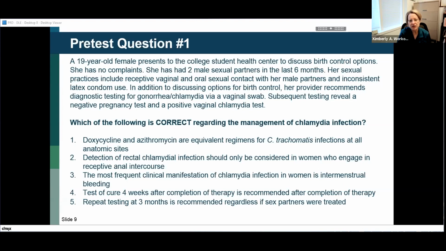So which of the following is correct regarding the management of her chlamydia infection? Doxycycline and azithromycin are equivalent regimens for her chlamydial infection. Detection of rectal chlamydial infection should only be considered in women who engage in receptive anal intercourse. The most frequent clinical manifestation of chlamydia in women is intermenstrual bleeding. Test of cure 4 weeks after completion of therapy is recommended, or repeat testing at 3 months is recommended regardless of whether sex partners were treated.